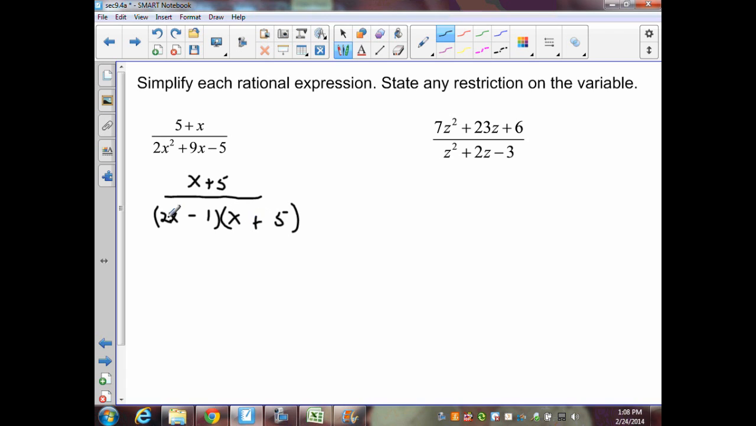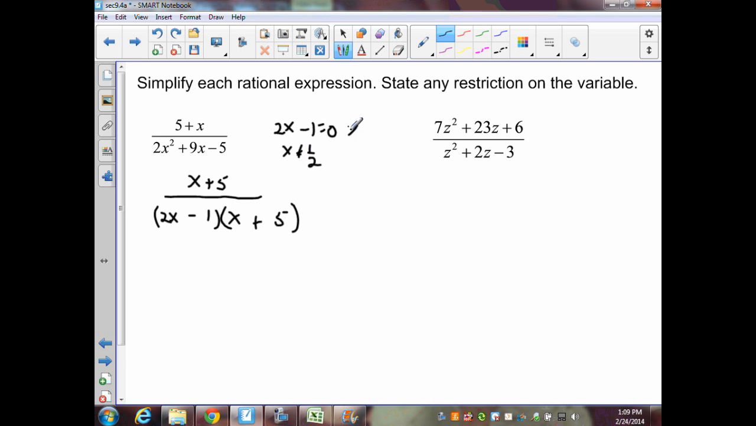And I can verify that. 2 times x is 2x squared. Positive 10x minus 1x is positive 9x. And finally, the last is a negative 5. Now I can find my restrictions. That would be 2x minus 1 equals 0. And when I solve, x is going to equal 1/2. So x cannot equal 1/2.